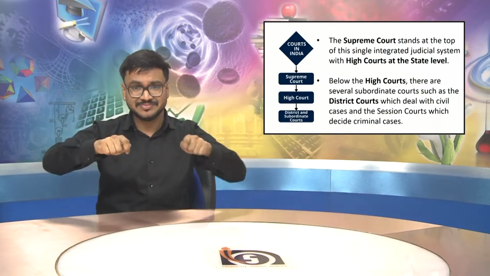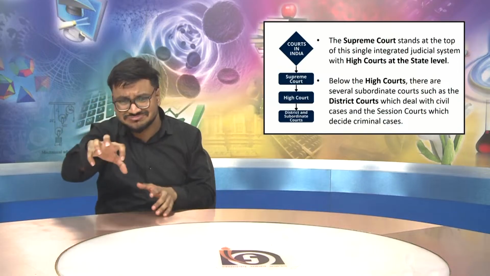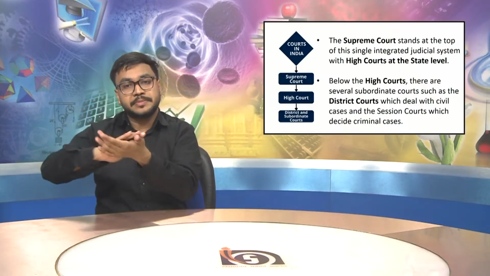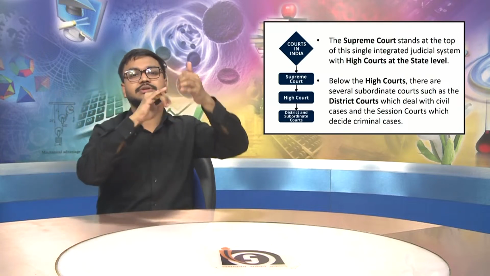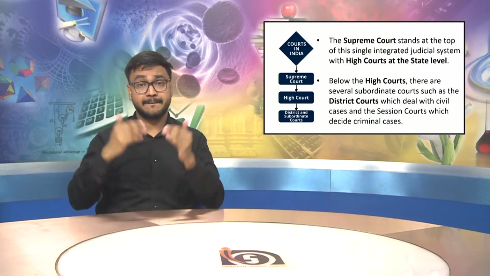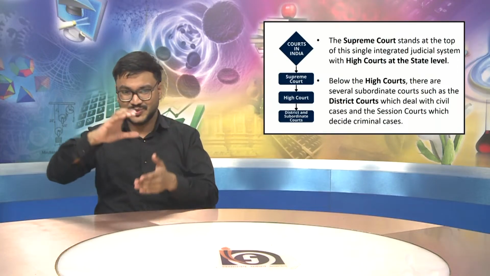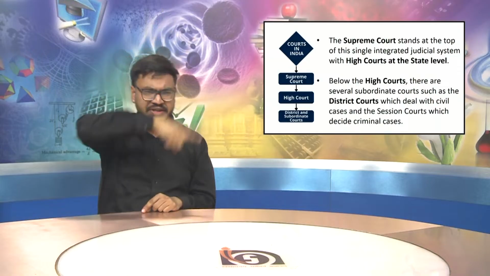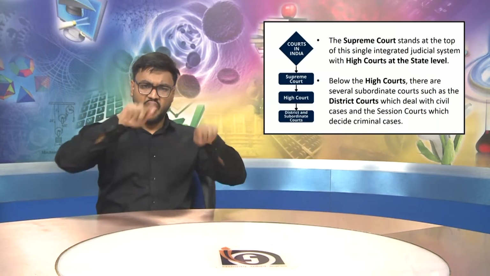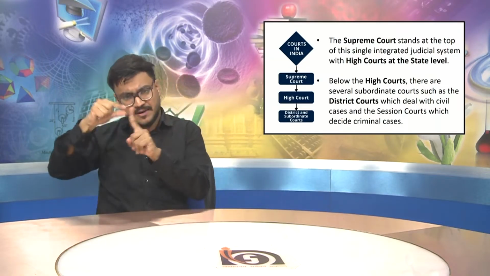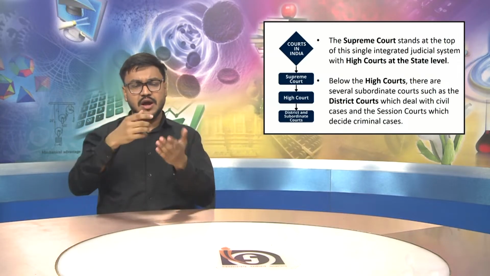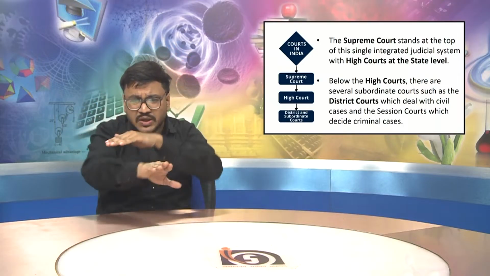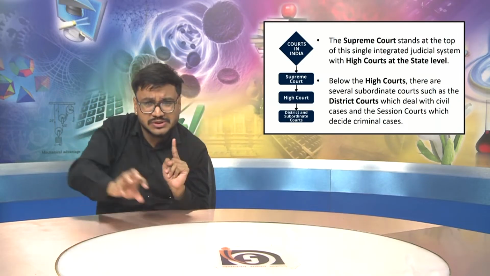As you can see on the screen, there is a table. Through combining them, we can identify that the Supreme Court stands at the top of this single integrated judicial system, with high courts at the state level. Below the high courts, there are several subordinate courts such as district courts, which deal with civil cases, and session courts, which decide criminal cases.